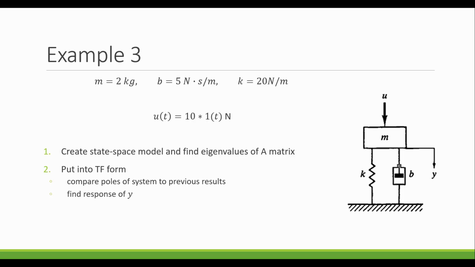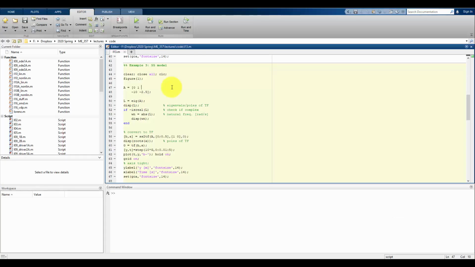So first we'll make the state space model, which we've done before in the previous unit, so that'll save us some time. And now we can do some analysis with it by finding the eigenvalues of the A matrix that we create. Then we'll go into transfer function form to do the rest of the analysis. So we want to compare: are we getting the same results in the transfer function form? We should, because it's just two ways to represent our system. And then we can find the response of y. So we can jump into MATLAB and start putting this together.